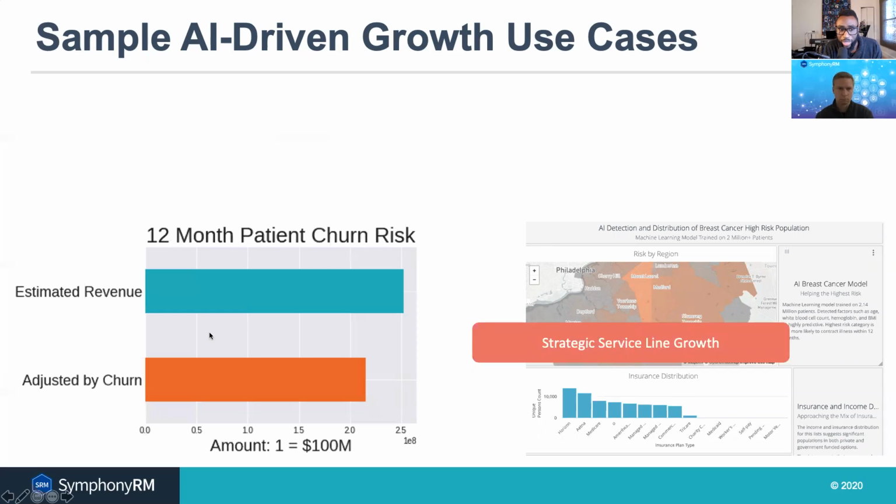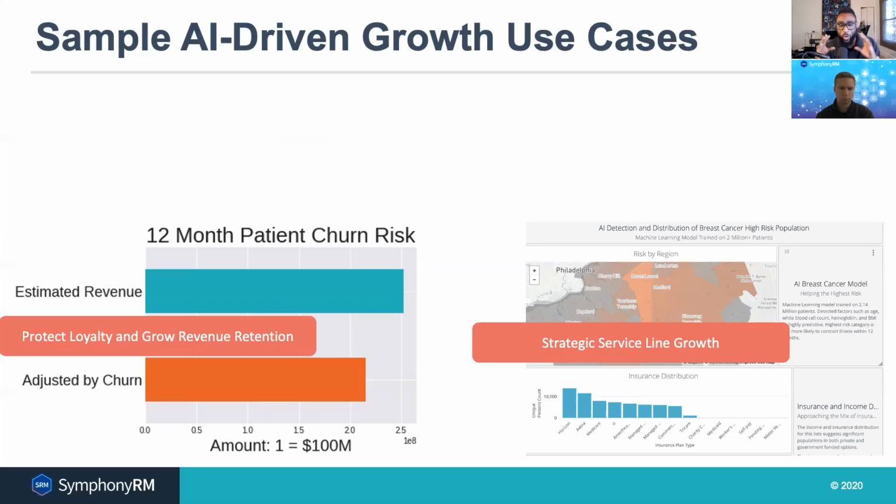Another example is being able to identify a patient's risk to churn. It's too late to wait 18 or 24 months to start engaging and considering people new patients when the patients in your population are somebody else's new patients that they're going after aggressively as well. So identifying where the churn risk potential is, and what interventions and steps we need to take to make sure that we're retaining those patients.